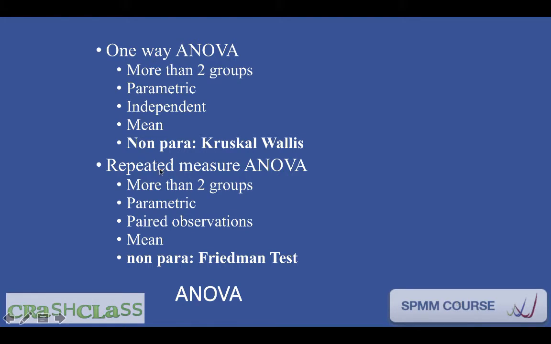Now, what is the other type of ANOVA we have? Repeated measure ANOVA. The term itself tells you what it is. Repeated measure: the same metric is repeated more than once. So that's paired. Repeated measure ANOVA is the extension of the paired t-test to 3 groups. So you have more than 2 groups, parametric, paired observations, mean value. This is nothing but the extension of the paired t-test to more than 2 groups. That's called repeated measure ANOVA. And the non-parametric equivalent of repeated measure ANOVA is called the Friedman test. I know it's hard, but you have to keep these things in mind. One-way ANOVA, non-parametric is Kruskal-Wallis. Repeated measure ANOVA, non-parametric is the Friedman test.